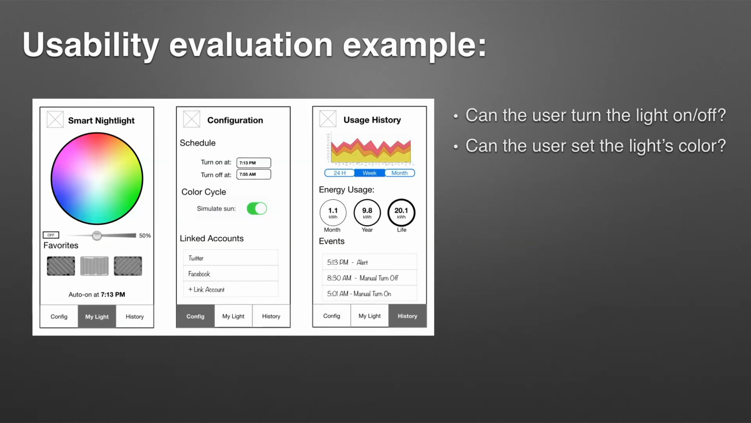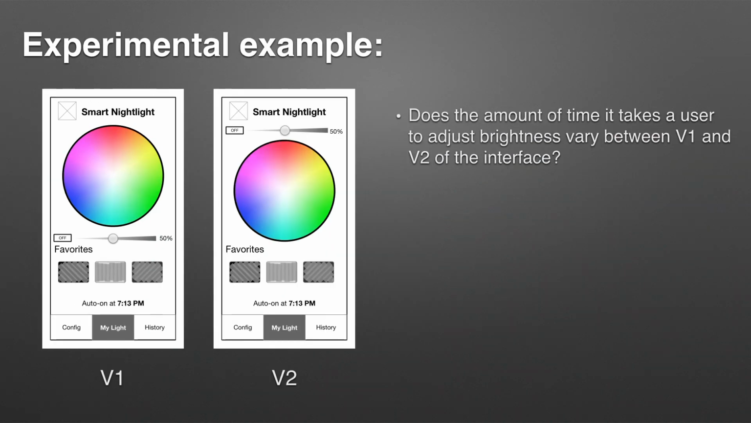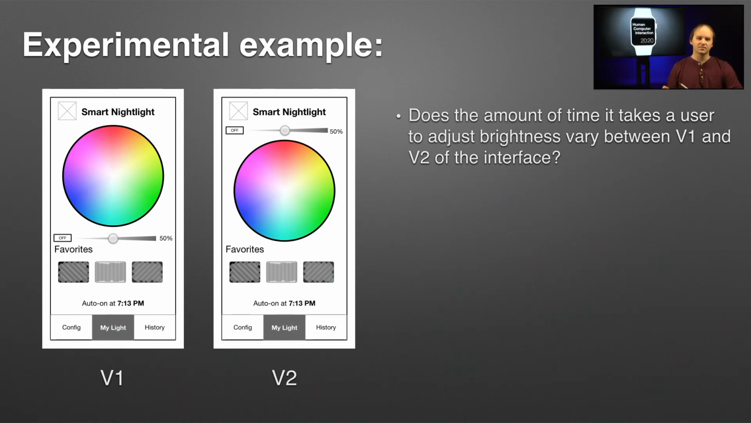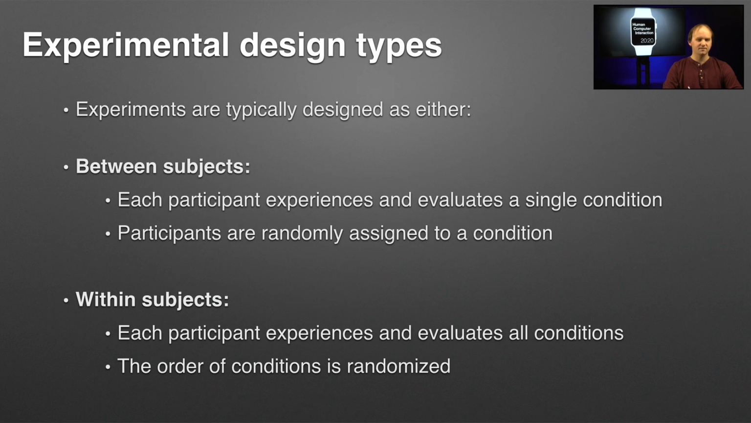So we have these examples of a usability evaluation being something like, on our night light app, just asking basic questions. Can the user turn the light on and off? Can they choose the color? Whereas the experimental version of that might be something more like, how long does it take them to do a task with this version versus this other version? Kind of a simple version of that.